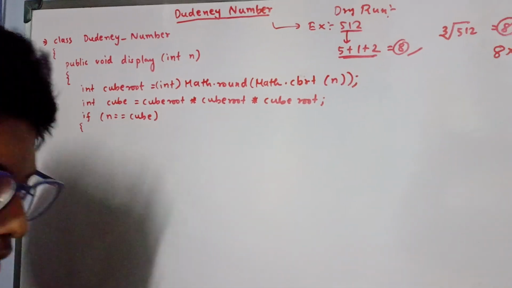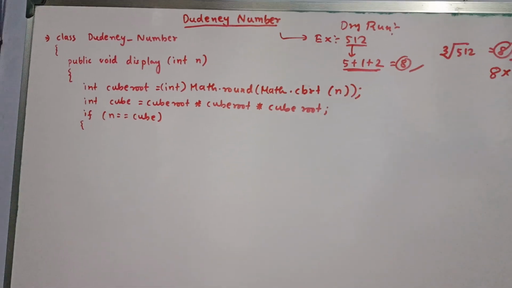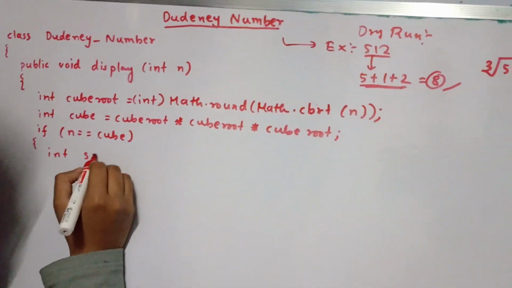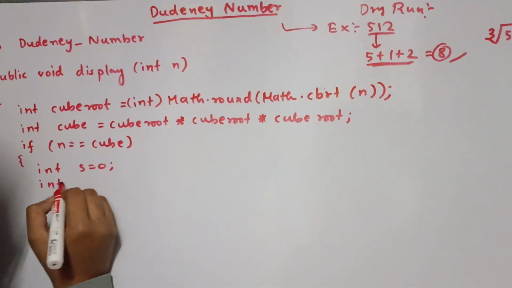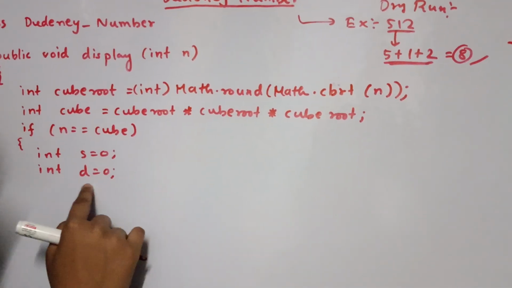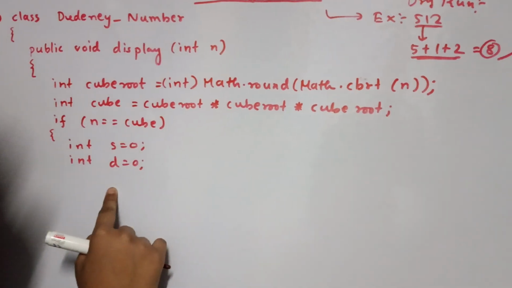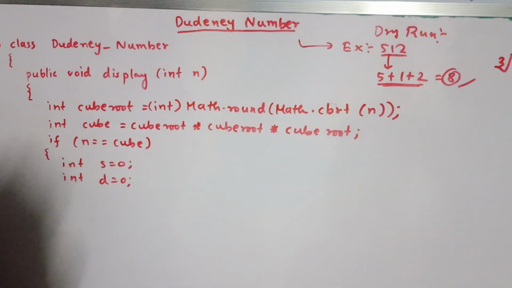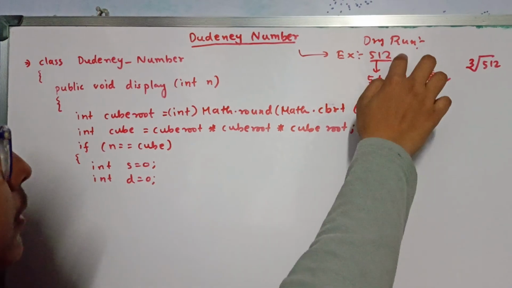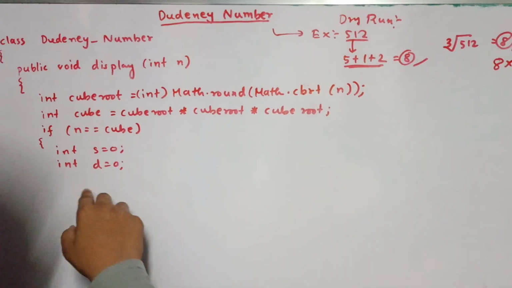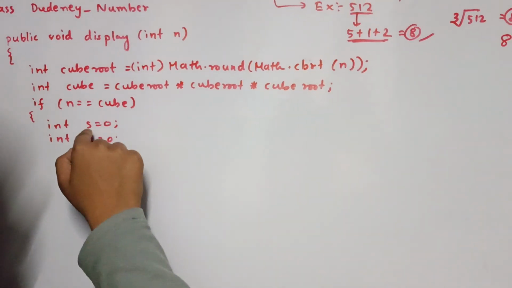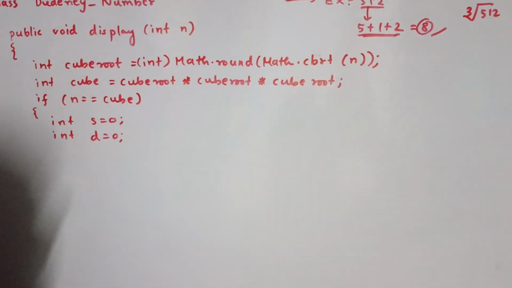Okay, so let's input int s equals to 0 and int d equals to 0. This variable, int d, I have initialized in order to store the digit after using the digit extraction loop and after extracting the digits from this number. To store the digit I have initialized this variable, and to store the sum of those digits I have initialized this variable int s.